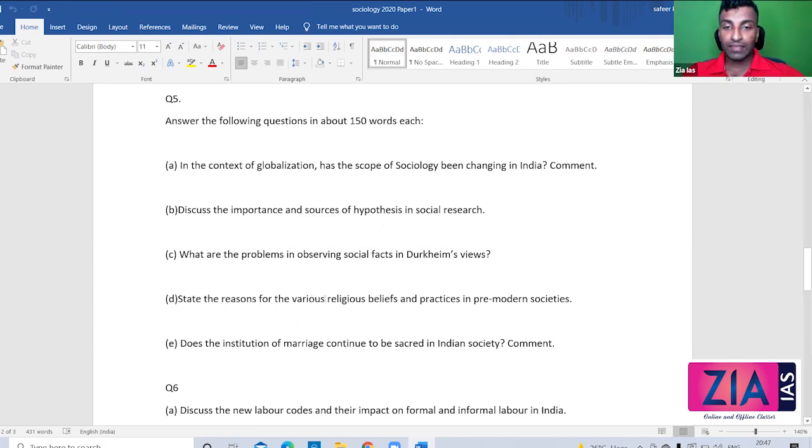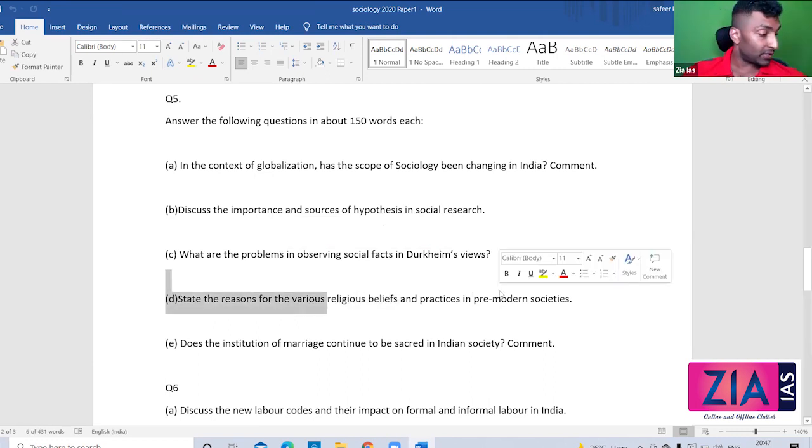State the reason for various religious beliefs and practices in pre-modern societies. We can talk about animism, monism, and these psychological theories, mana theories. If not anything, you can talk about Durkheim's theory. Simple. Okay, and either you have already written that question, or if not, here you can write that theory.